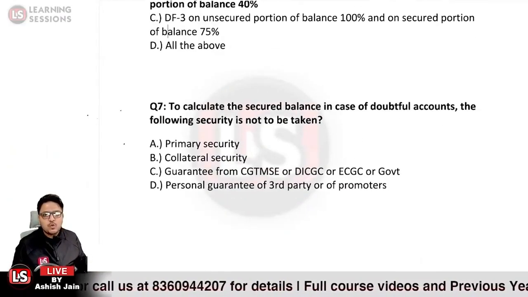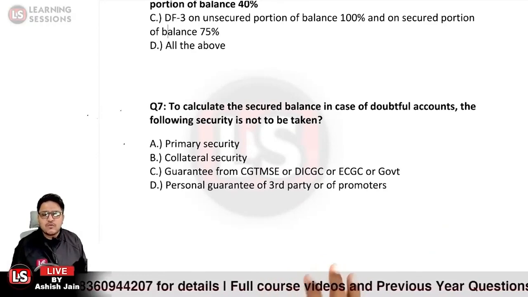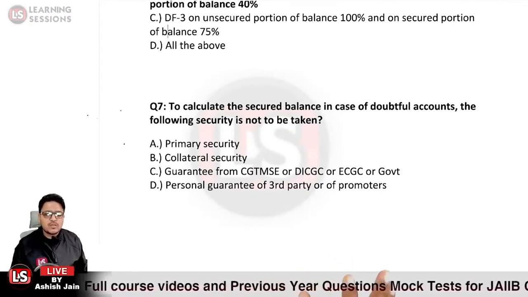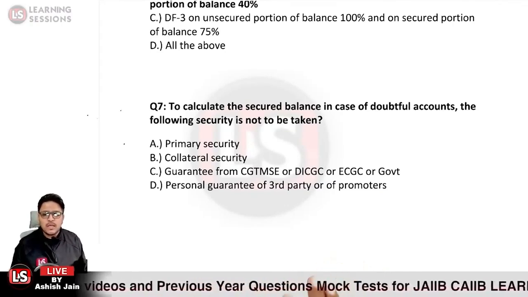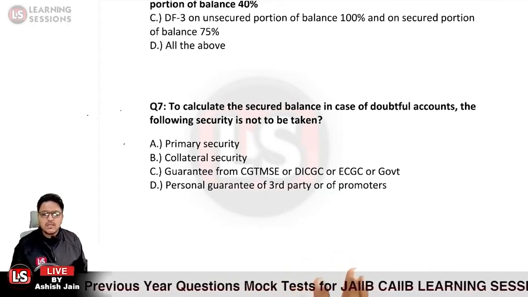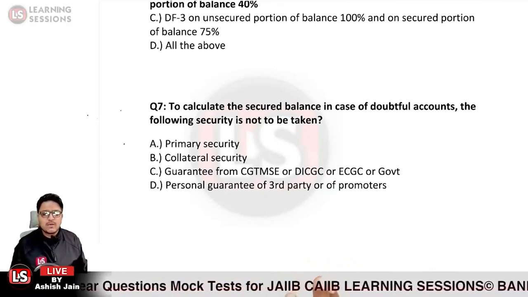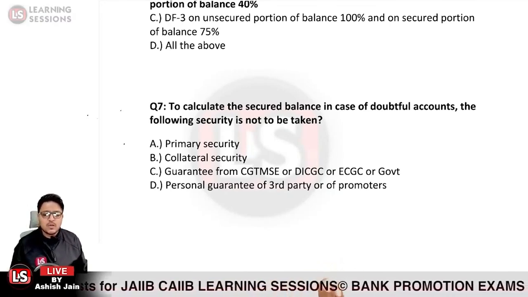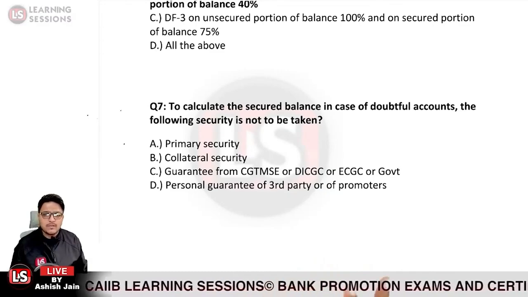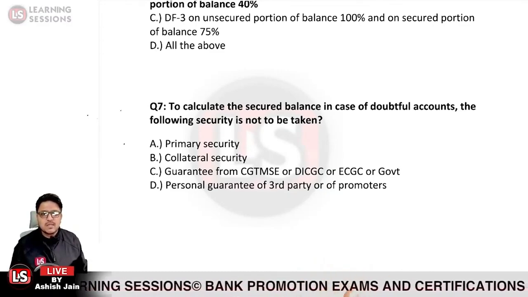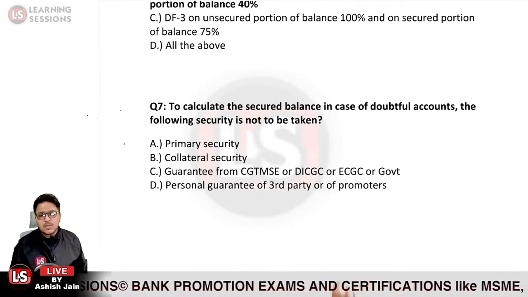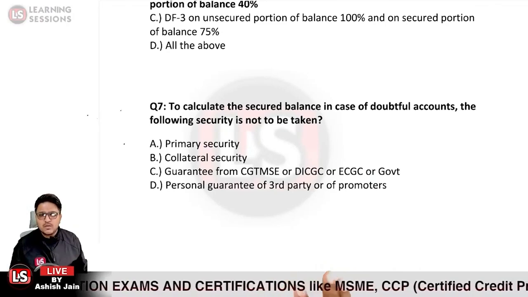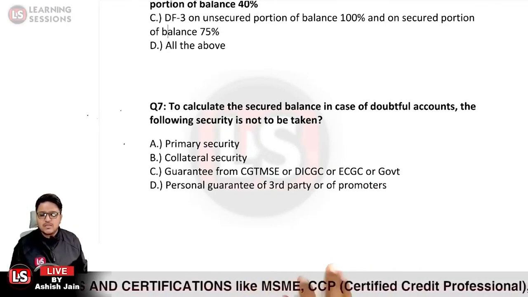The next question says: to calculate the secured balance in case of doubtful accounts, the following security is not to be taken. Whenever we calculate the secured balance in the case of doubtful accounts, which security is not to be taken? Primary security, collateral security, guarantee from CGT, MSC, DICGC, ECGC or government, or option D, that is personal guarantee of third parties or the promoters. Which of the following is not to be considered?